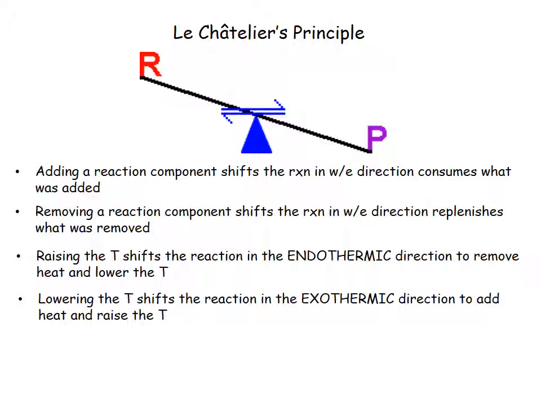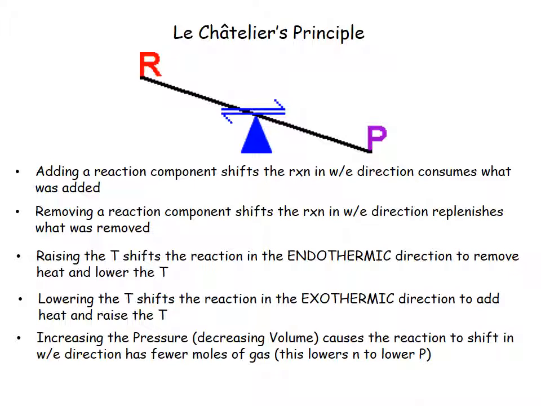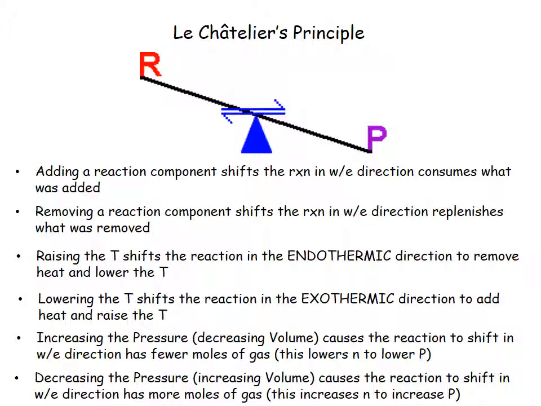Now if we add in our last couple of things here, increasing the pressure by decreasing the volume causes the reaction to shift in whatever direction has fewer moles of gas. This lowers n to lower P. And finally, decreasing the pressure or increasing the volume causes the reaction to shift in whichever direction has more moles of gas. That would increase moles of gas, and that would increase P according to the ideal gas law.